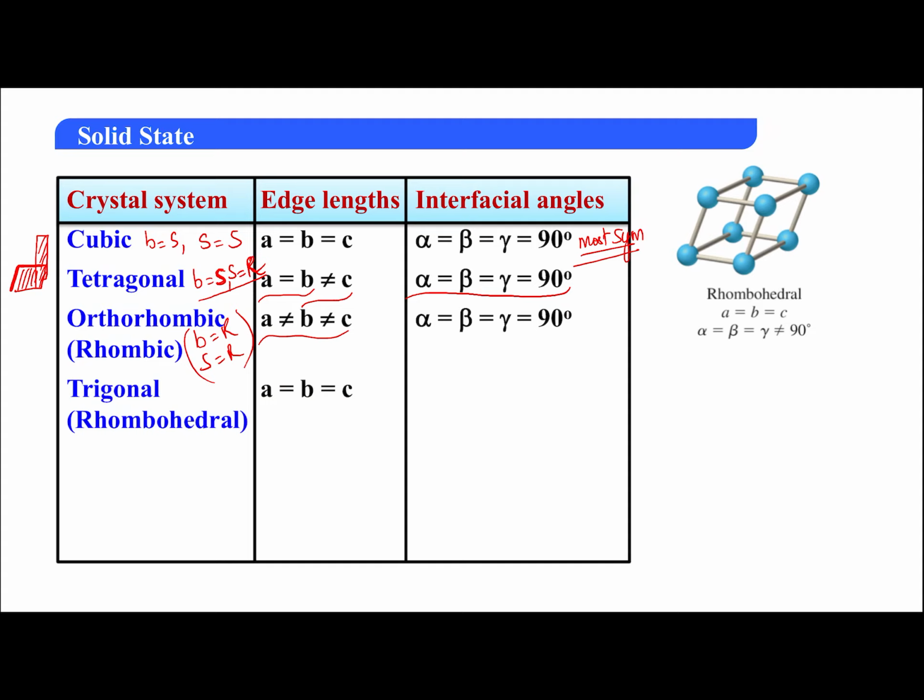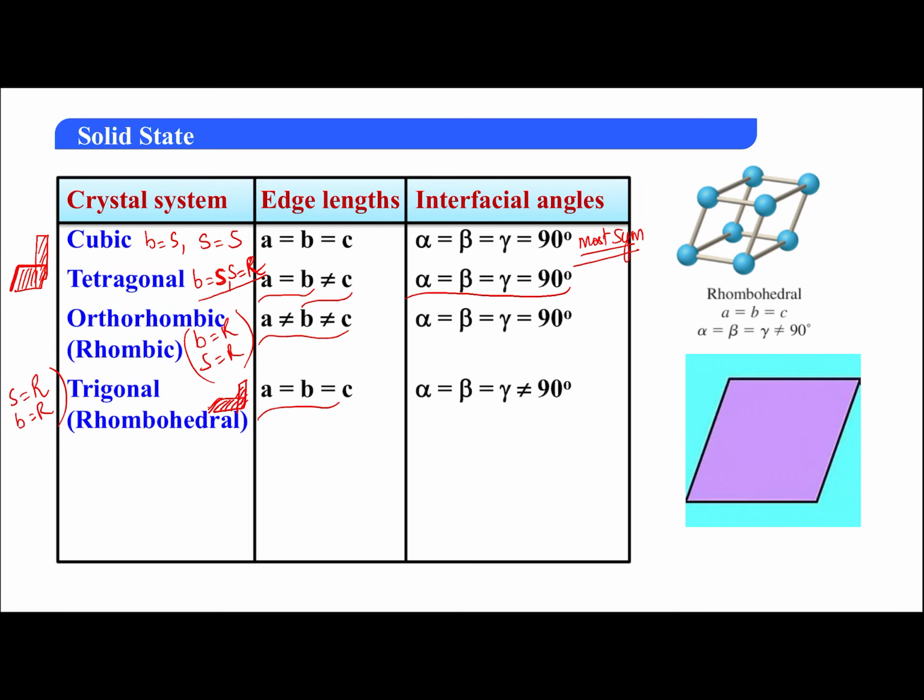We go to the next one, trigonal or rhombohedral. How to remember trigonal rhombohedral? Side as rhombus, base as rhombus. That means you will imagine the base as a rhombus and the side also as a rhombus. When you say rhombus, lengths are always equal. Angles are also equal, but they are not equal to 90 degrees, because the moment they become 90 degrees, it is not called a rhombus, it will be called a square.